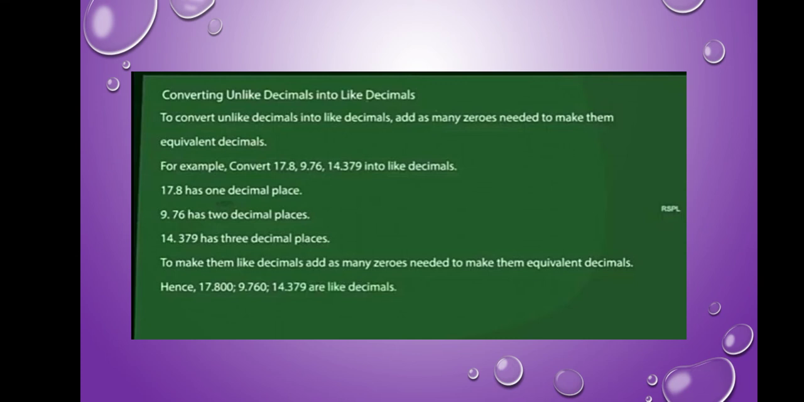For example, 17.8, 9.76, 14.379. These are unlike decimals. So let us convert them. In 17.8, after the decimal point, we have only one decimal place. The next number has two decimal places, and the third number has three decimal places. So the other two numbers should also have three decimal places. We can add two more zeros after 8, and one more zero after 76, and then we get like decimals.